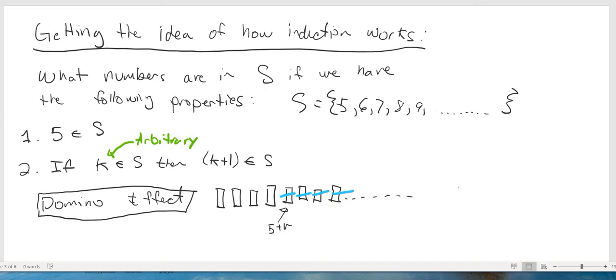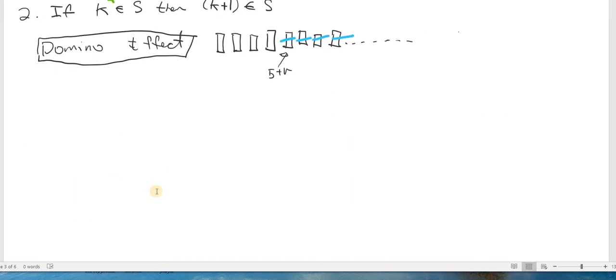Well, that's the idea. Let's make more space. Now let's give the formal definition. So that's the idea of induction. Now let's give the formal definition of mathematical induction. Definition, and it's called the principle of mathematical induction.